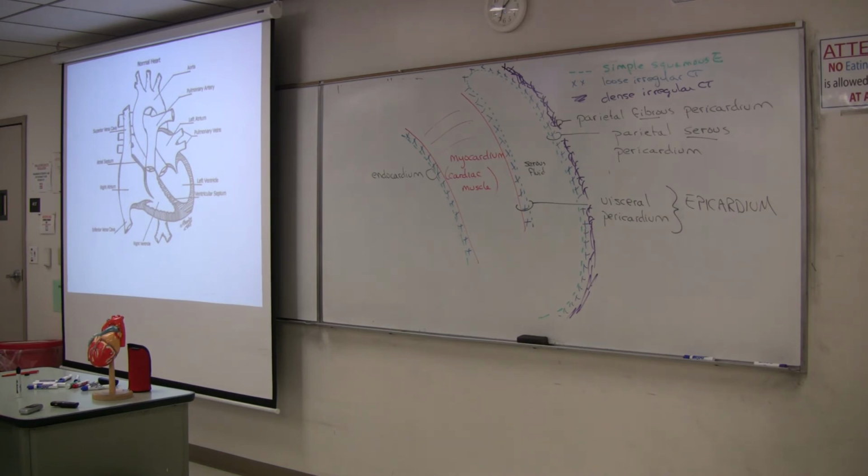All of this structure is the body wall. So that's your skeletal muscle and ribs and all of that. That's body wall. So parietal pleura would be attached to the body wall, and visceral pleura is attached here. The pleural cavity is the space in between.